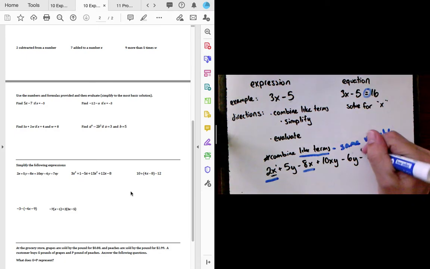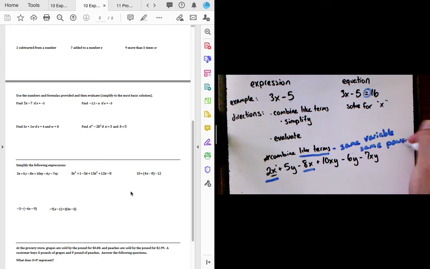So for terms to be like, they must have the same variable, and that variable needs to be raised to the same power. So an x to the first power and an x squared are not like terms. An x to the first power and another x to the first power are like terms.